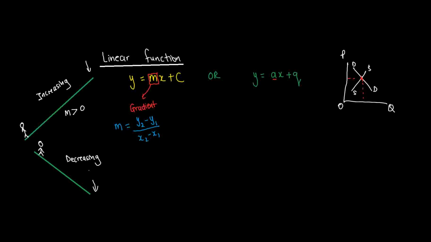Now, that being said, a graph is decreasing when the gradient of the graph is less than zero. So that is basically the effects of gradient. We're going to do a nice, very fun investigation in a minute. But before we do that, let's just understand what the c value means. c represents your y-intercept.